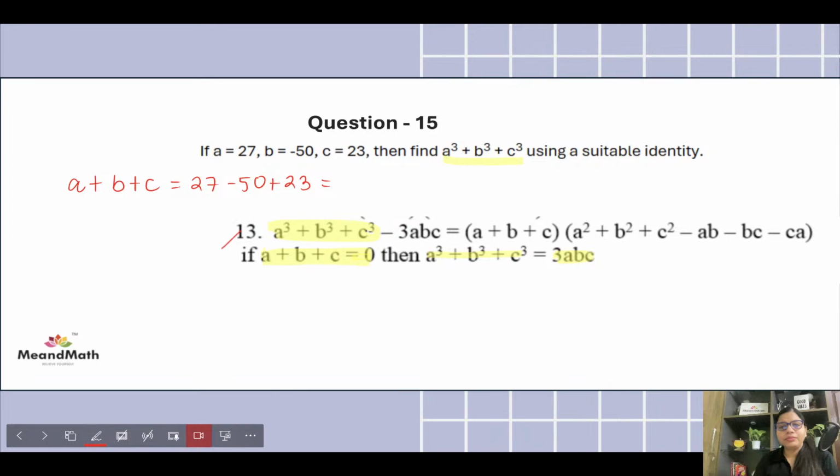So if we are getting 0 here, A cubed plus B cubed plus C cubed can be written as 3 times A, B, C. That would be 3 times A is 27, B is minus 50 and C is 23. It will give you the final answer. So whatever you get after multiplying that will be the final answer.